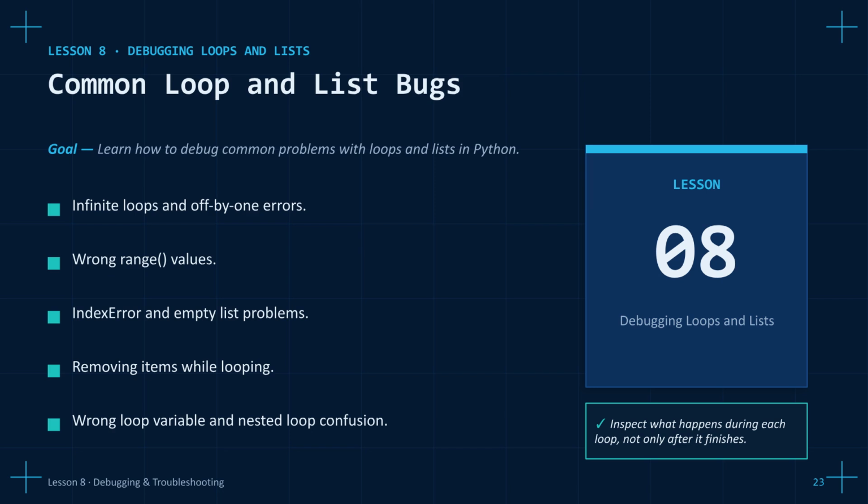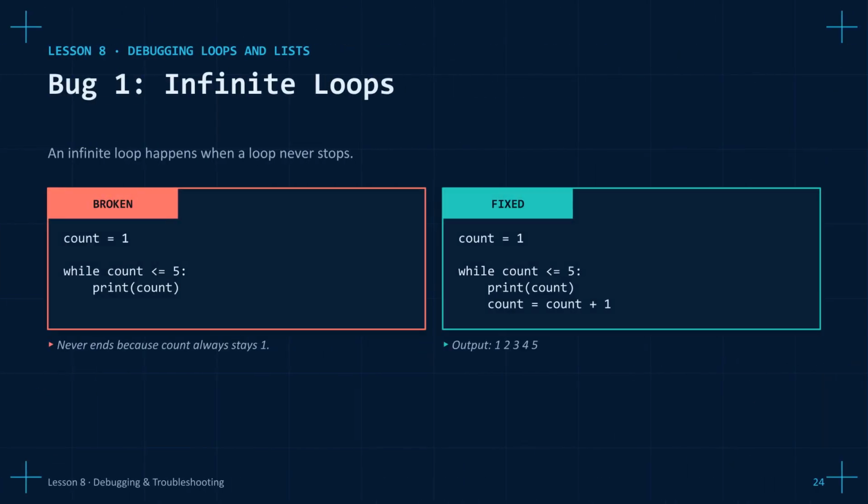Lesson 8 addresses common bugs in loops and lists. We often encounter infinite loops, off-by-one errors, range mistakes, or index errors when working with lists. A crucial tip for debugging loops is to inspect the variables during every iteration, rather than waiting for the loop to complete. Infinite loops occur when a loop condition never becomes false.